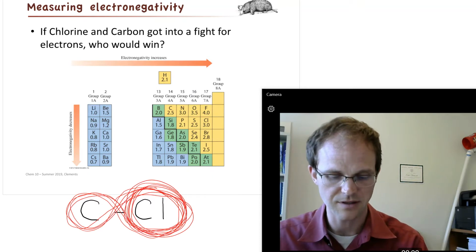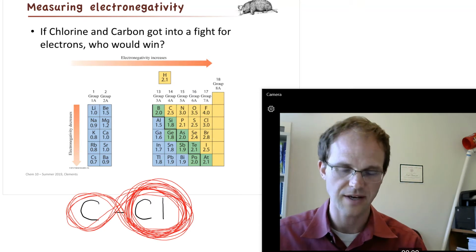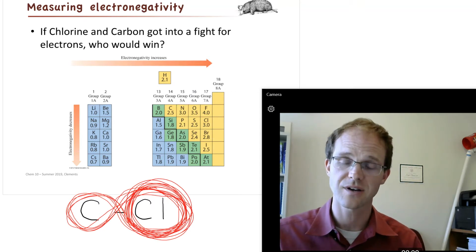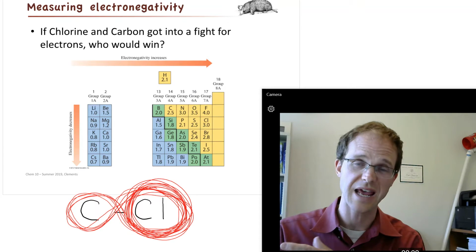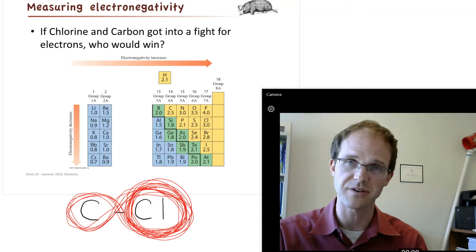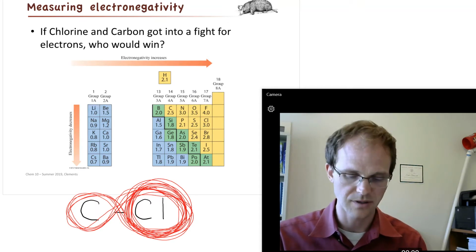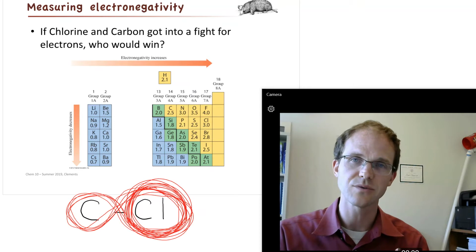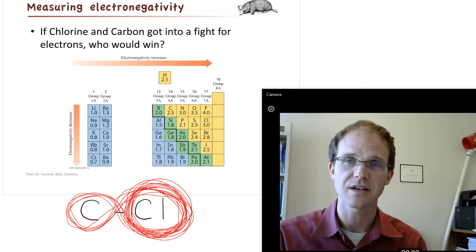If we start to look at this drawing here, and it's not the best drawing in the world, but chlorine has the electron more. So if we look, it kind of looks like chlorine has the electron. I mean, carbon's got a little bit of red on it. So if it's not equal sharing, what is it? Well, it's unequal sharing. It's not giving away.